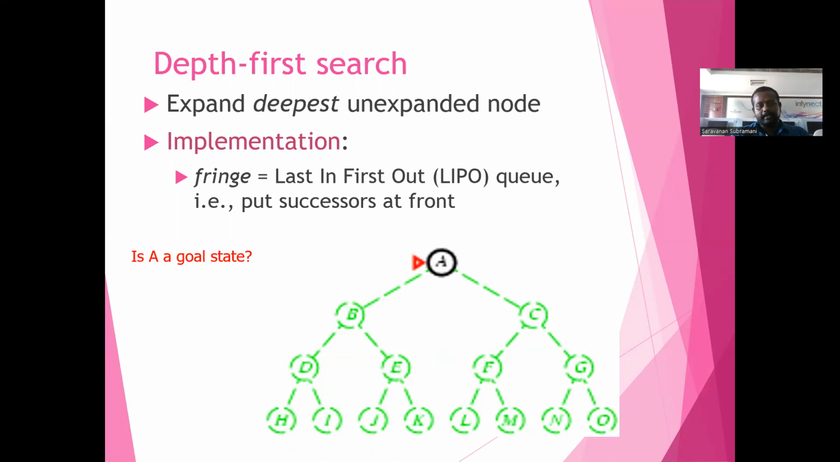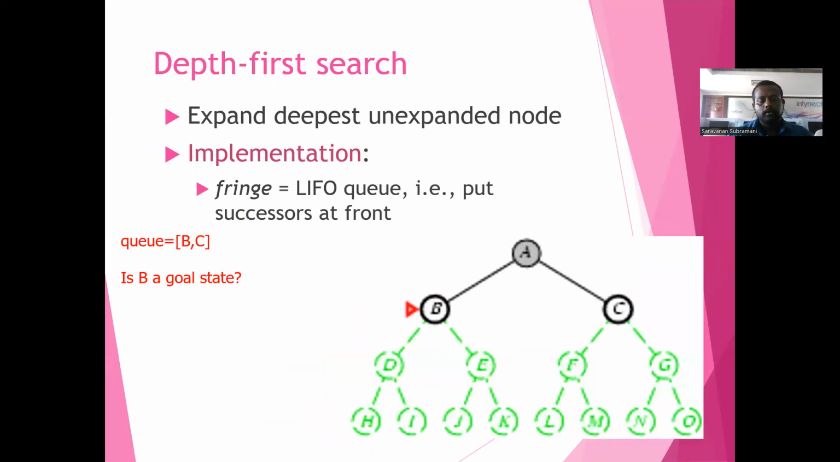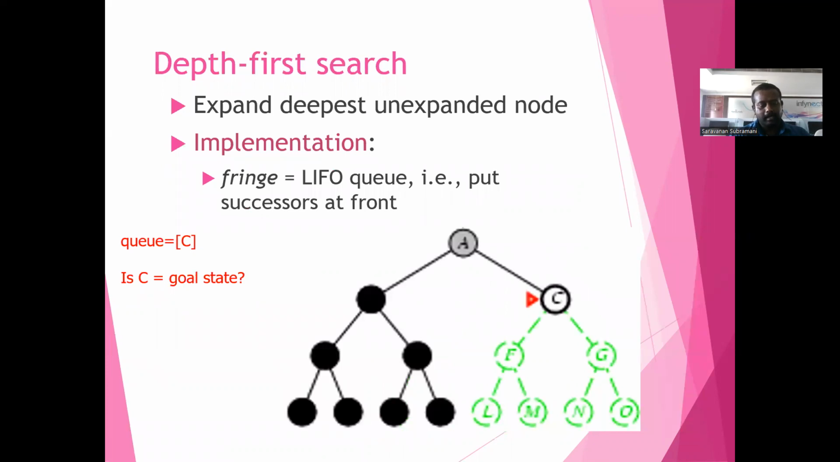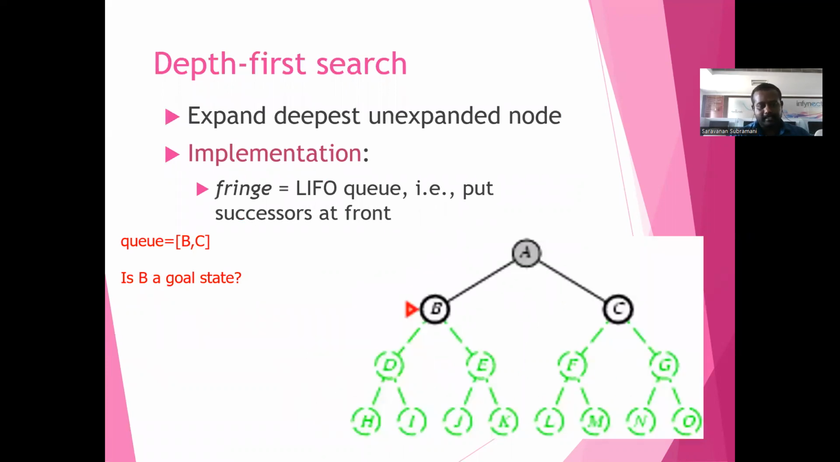According to its implementation, the fringe is a last in first out structure. Actually, we know it happens in a stack, so the successor is put at the front. So it starts its process with A, then it moves to B, then it expands to E, and finally reaches the H side.